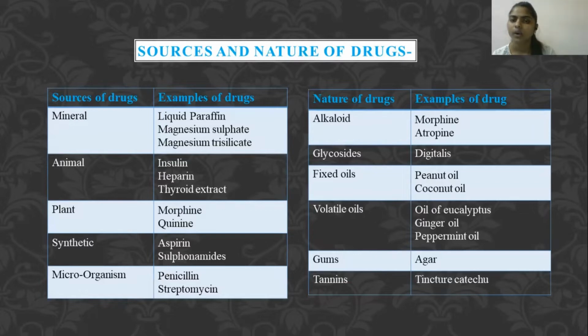Then alkaloids: morphine and atropine. Glycosides: digitalis. Fixed oils: peanut oil, coconut oil. Volatile oils: oil of eucalyptus, ginger oil, peppermint oil. Gums: agar. Tannins: tincture, catechu.